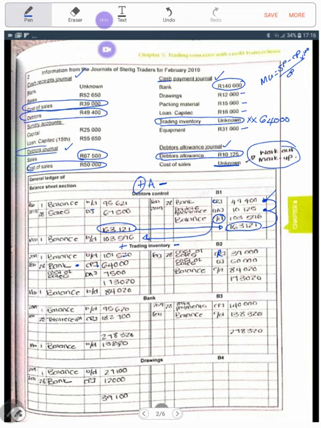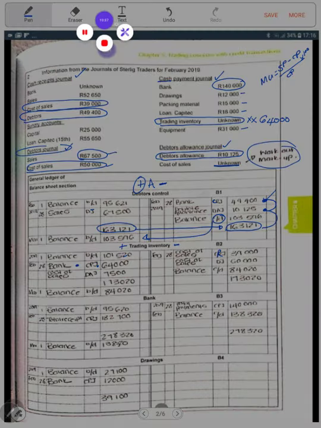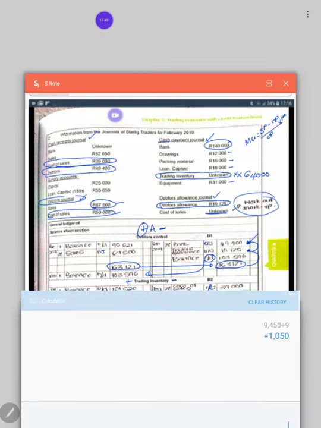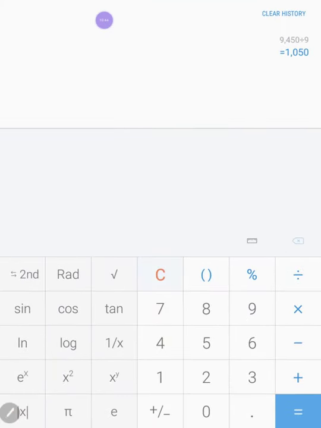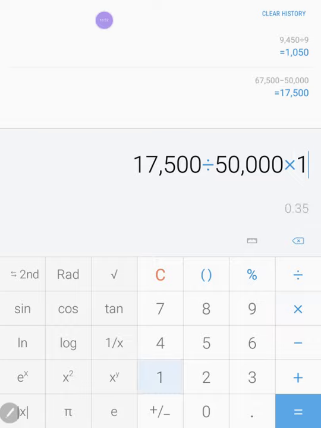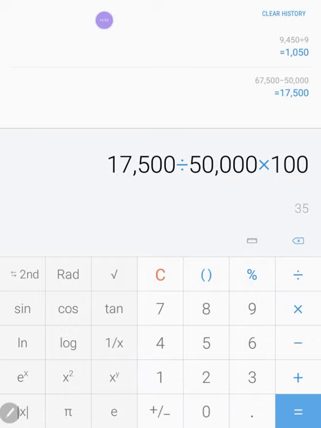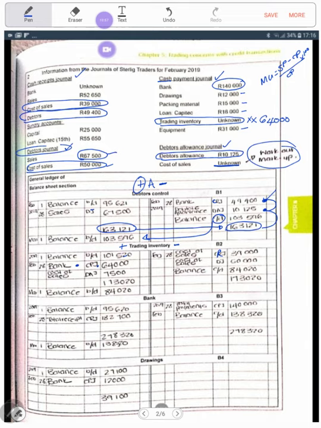I'm going to go to where I sold on credit. Sales minus cost of sales will give me my profit over cost of sales. So let us go and work this out. The sales is 67,500. 67,500 minus 50,000, divided by 50,000, times 100. Our markup is 35%.